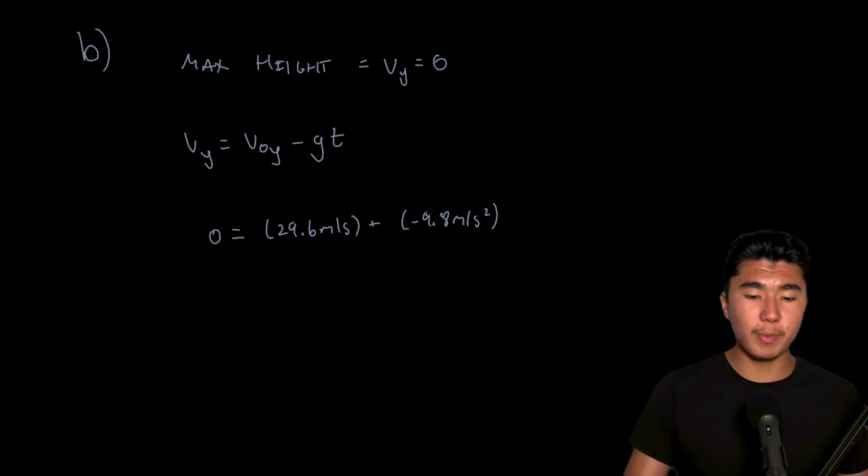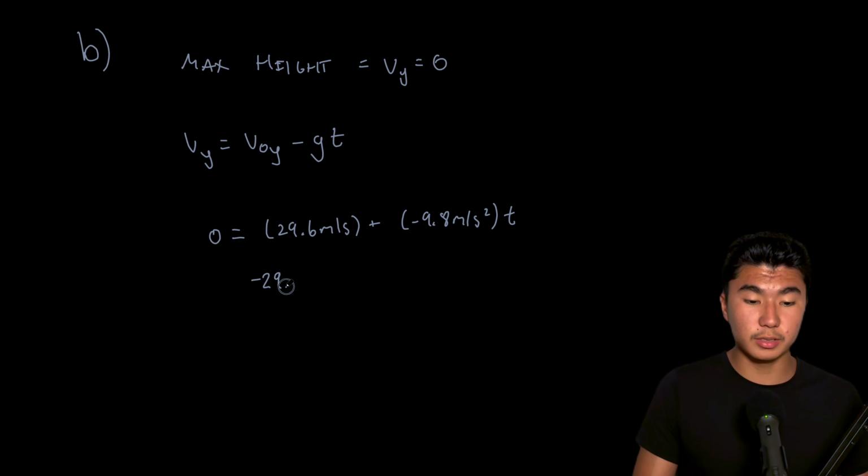But you can also go about this way. Just remember that gravity is going to be negative because it is in the opposing direction, and our time, which is what we're wanting to find, is t over here. So all we have to do is basic algebra. So we move our 29.6.